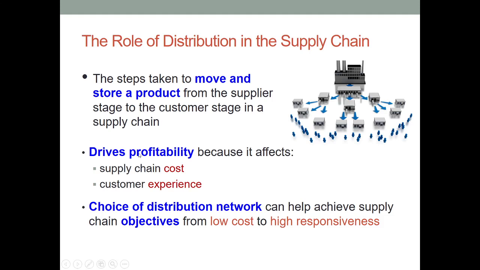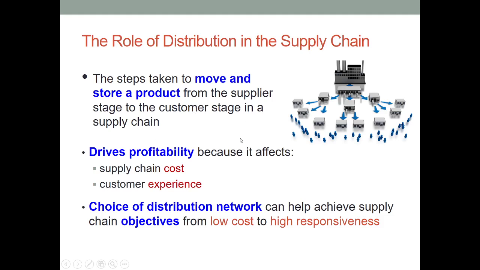Okay, the first, the role of distribution in the supply chains. What is distribution, class? Distribution means the steps taken to move and store a product from the supplier stage to the customer stage in the supply chain.